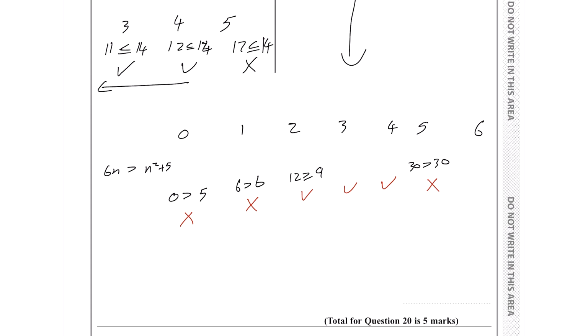And if I move on to 6, the number's getting even bigger now, so 6 times 6 is 36. Is that greater than or equal to 36 plus 5, which is 41? And the answer is no.